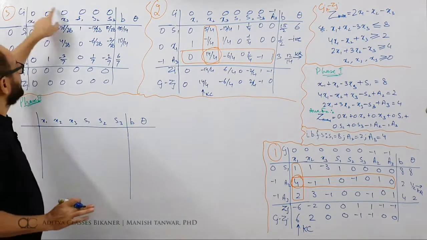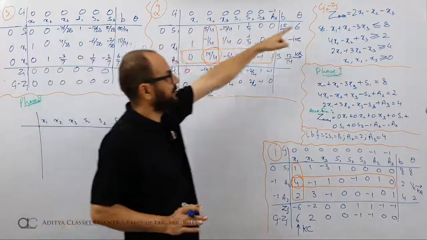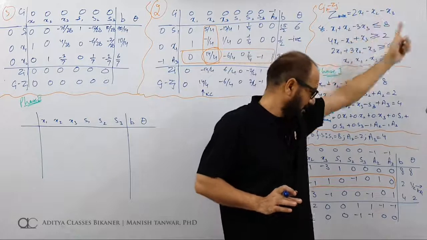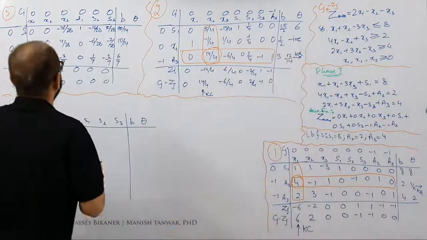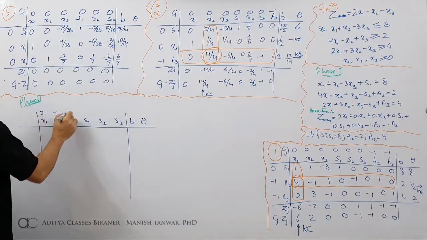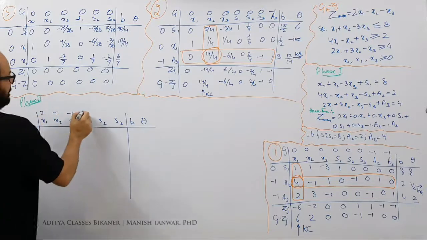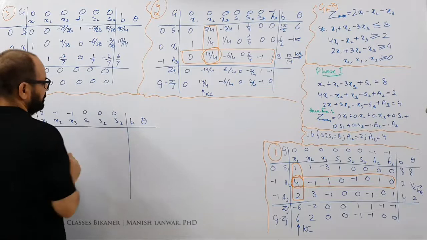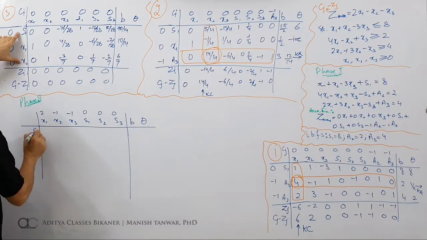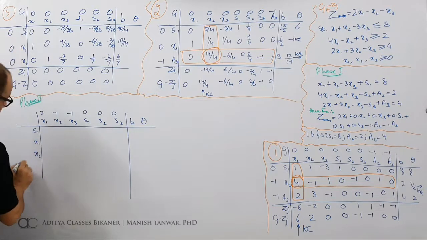Now the contributions this time won't be the auxiliary, rather they'll be the original ones. What are those? 2, minus 1 and minus 1. Remaining everything is 0. Slack surplus are always 0. Here we have S1, X1, X2.